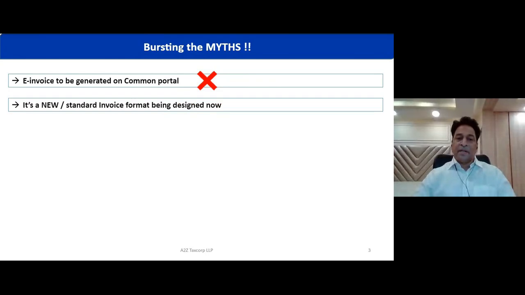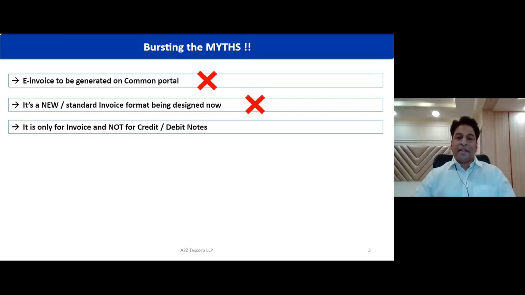Going forward, the second myth is that there is a new and standard invoice format which is coming out and being designed. It is not fully correct. I do agree that the schema prescribed for e-invoice is going to be uniform, but there is nothing like a new invoice format which we are referring to. So again, this myth is being turned away.